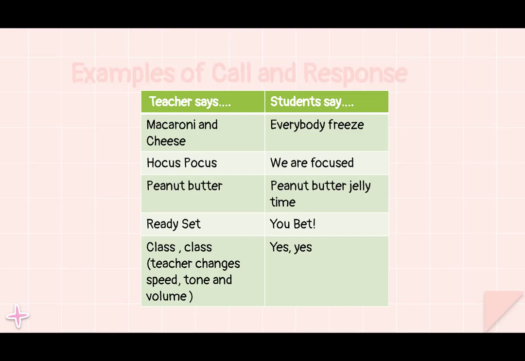Especially the little ones, they really love to do call and response. They're waiting to hear what you say so that they can repeat something back, and they're not having to use that voice level of a 0 or a 1. They're actually actively saying something in the class.